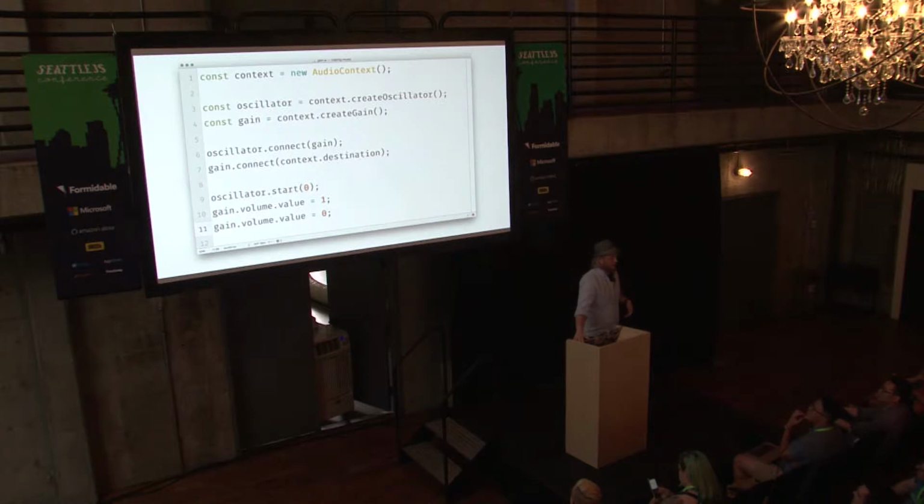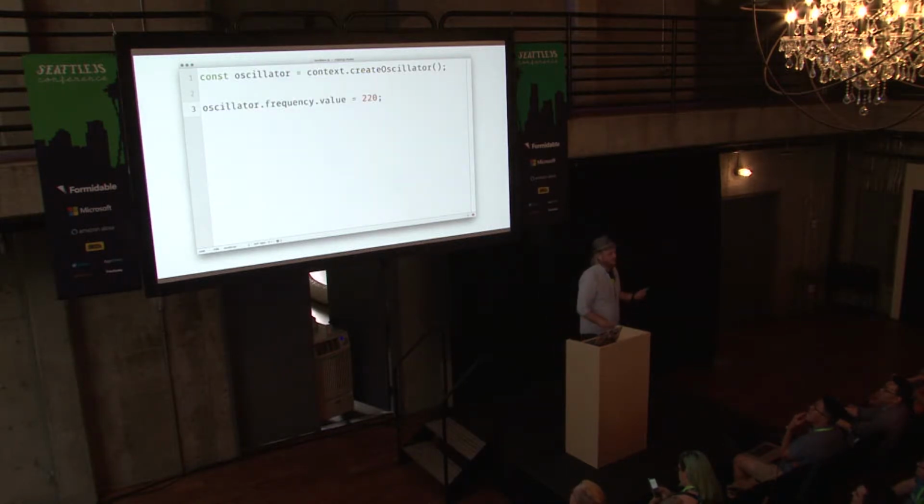The other thing we might want to do with one of these is change the pitch. Out of the box, they come at 440, which is, for my delicate ears, a little too high. So we can adjust different values on these oscillators. So we can, for instance, change the frequency value to 220 or any number that makes you really happy.